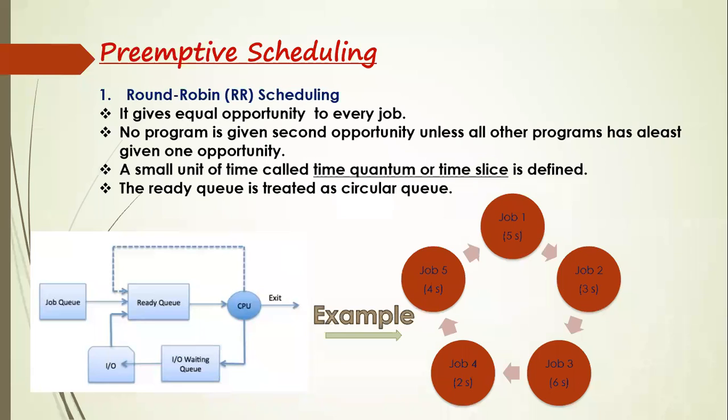For example, here I have taken 5 processes: job 1, job 2, job 3, job 4, and job 5. And 5 seconds is allocated to each. So in the first 5 seconds, it will execute job 1. Then next, it will execute job 2. In the next slot, it will execute job 3, then job 4 and job 5 and so on. After that, it will again come to job 1. That is round robin scheduling.